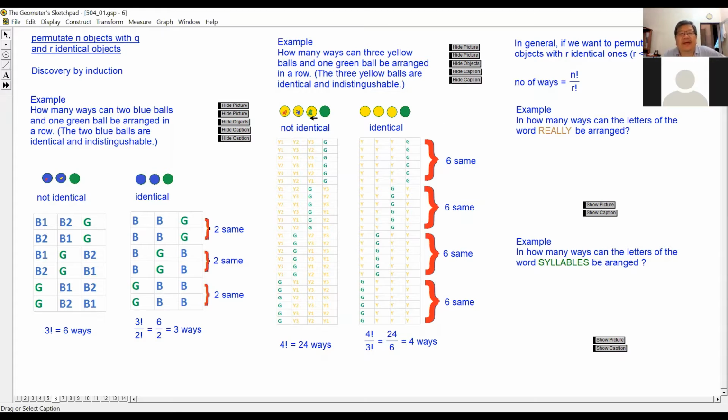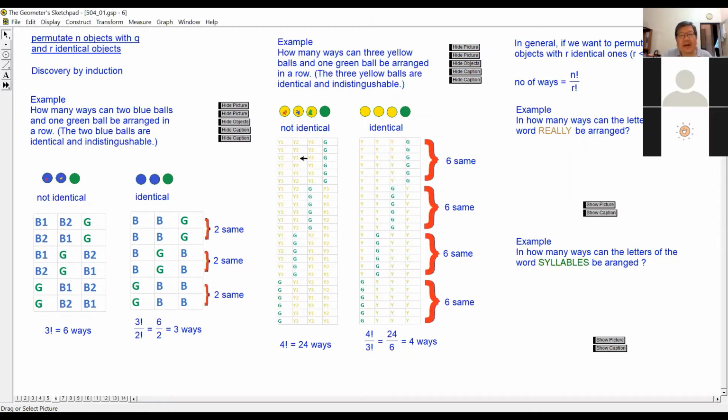Never mind. We start slowly. Now, in our last lesson, we learned about identical and non-identical objects. If they are not identical, that means you can distinguish them, whether they are this type of yellow, yellow number 1, yellow number 2, or yellow number 3, then green color. Now, if you cannot distinguish them, you call them yellow, yellow, yellow, green.